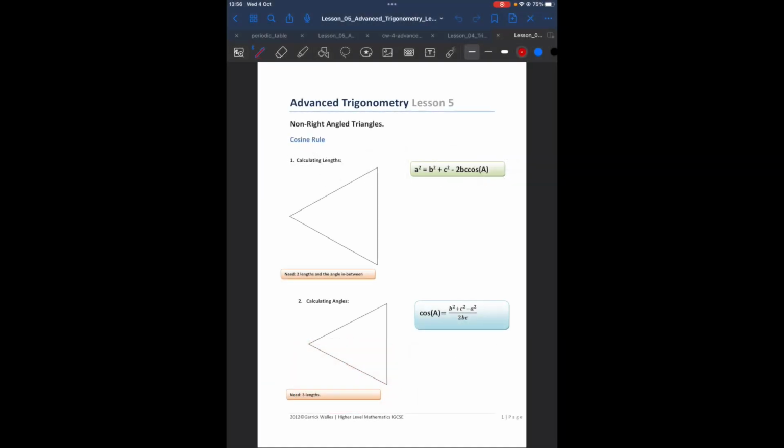So far, we've only been looking at right-angled triangles. The next two rules apply to any triangle. So we're now going to be looking at the rules for trigonometry that apply to non-right-angled triangles. Now, I've used the heading Advanced Trigonometry. Advanced Trigonometry doesn't mean that the maths is difficult.